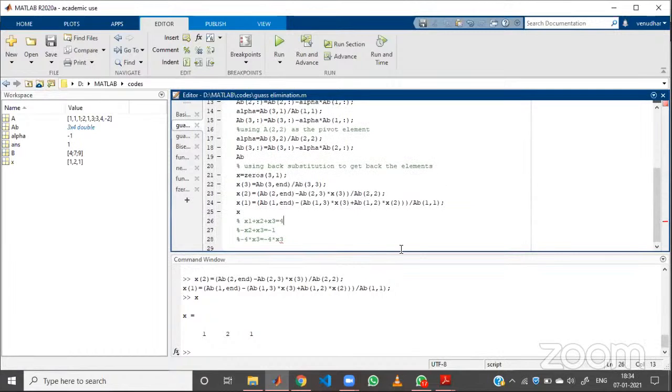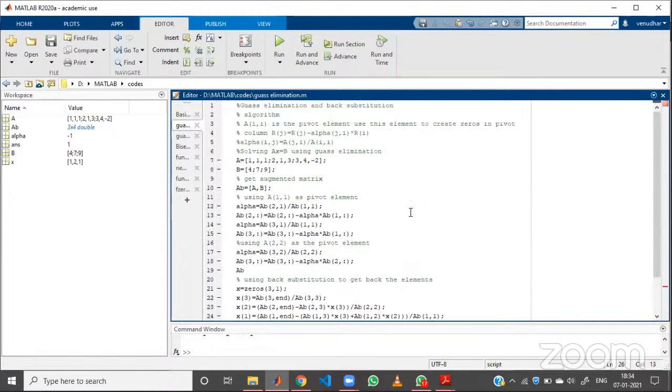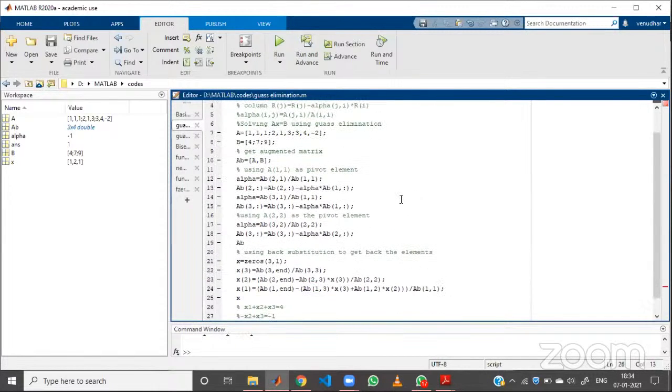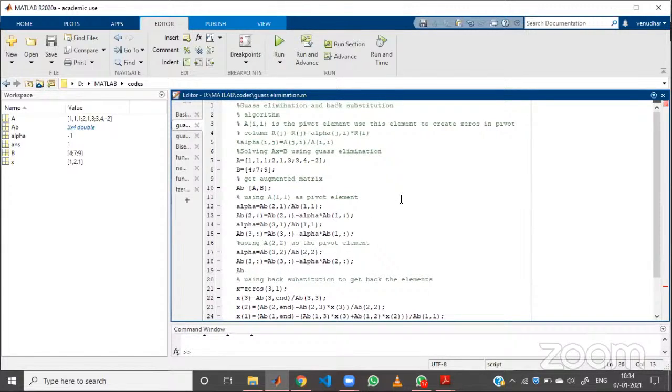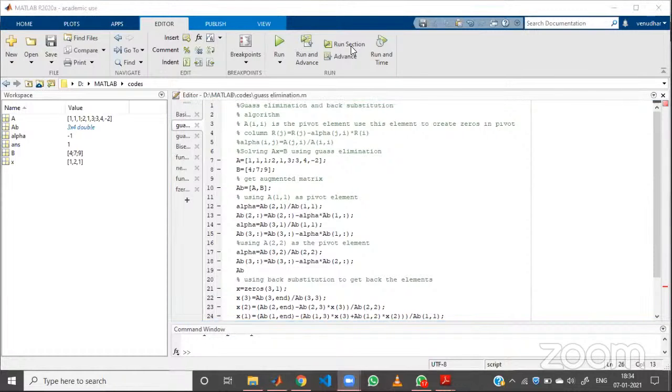Just see the code. If you have any doubt in the code, please ask. Any doubt in the code? Okay, so let me just clear the doubts in the chat box. I haven't been seeing the doubts, so let me just stop screen sharing.